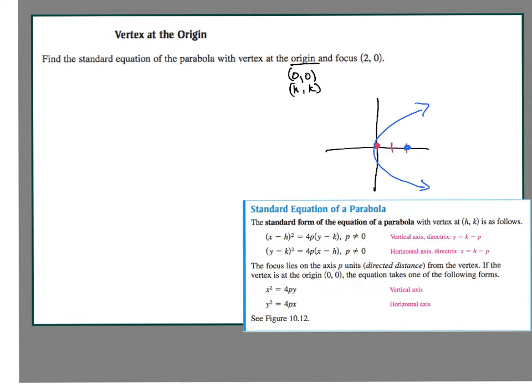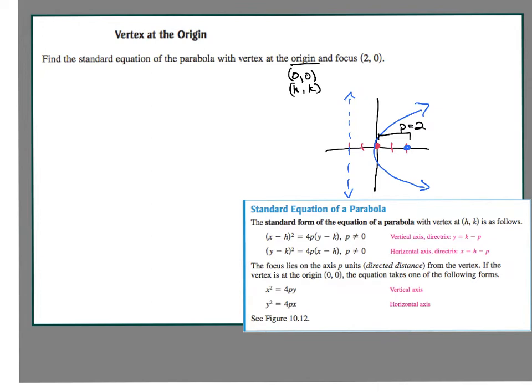Now, I know this question doesn't ask for it, but I'm going to draw it anyway. And so my directrix would be going back here. Okay? We're going to be talking about that in a little bit. Well, now I need to solve for my p. If I understand my p, I've got everything. So what is my p? My distance from my vertex to my focus. So p equals 2.